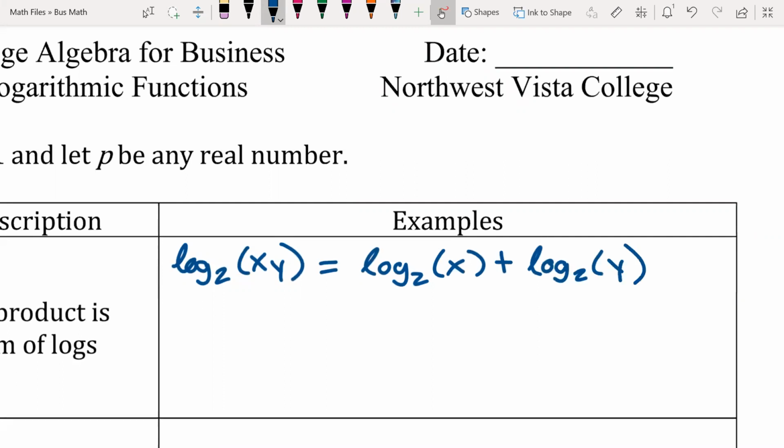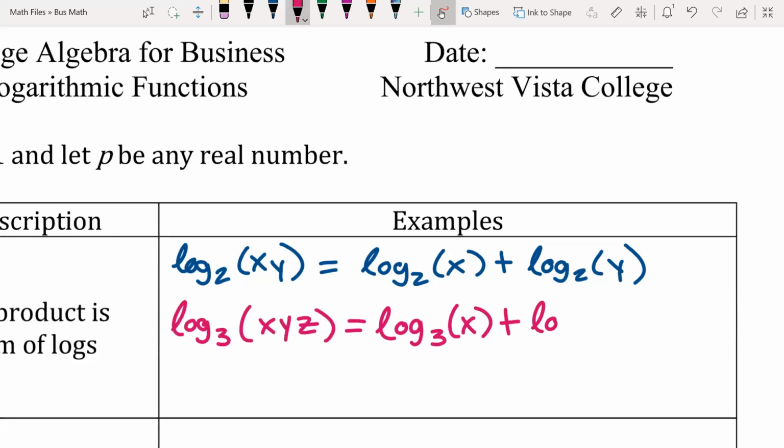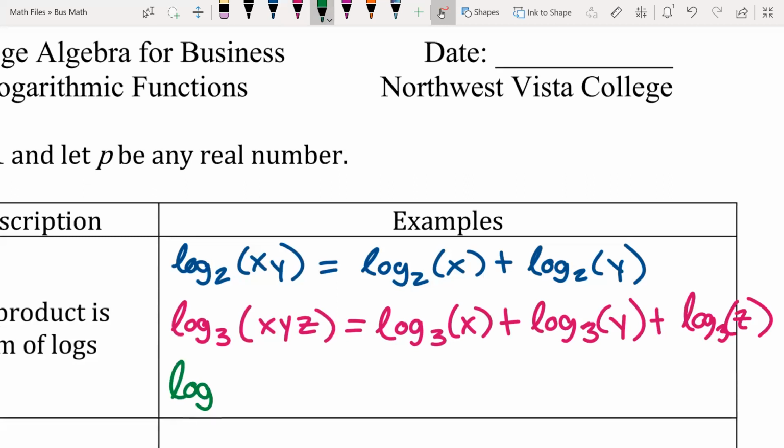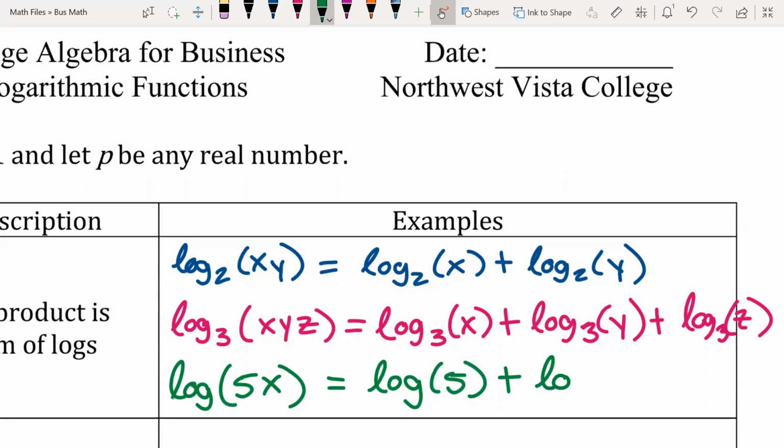But of course, it can be more than two terms inside the parentheses. Let's say I had log base 3 of x, y, z. Then this would be log base 3 of x plus log base 3 of y plus log base 3 of z. And of course, it works for numbers as well. Maybe I can do another one. What if I just said the regular log? Log of 5x, why not? That would expand to log 5 plus log x. So all we're doing is taking these products and expanding them into the sum of logarithms.